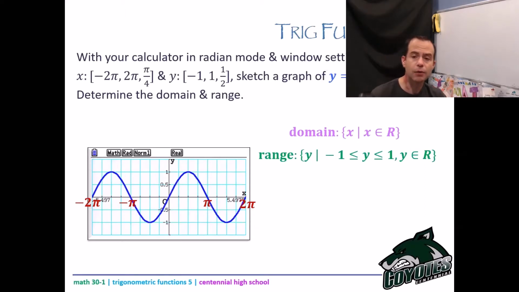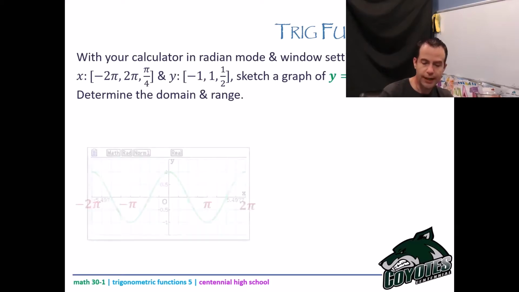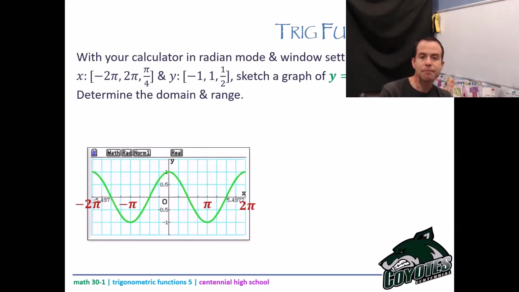Now let's try cos. Same window settings, just change your graph to y equals cos of theta, please. You should have gotten something that looks like that. But again, same domain and range. If you were paying attention when I first introduced these graphs, I made the comment that there really isn't a whole lot of difference between a sine graph and a cos graph, with the exception of one has been shifted left or right of the other guy.